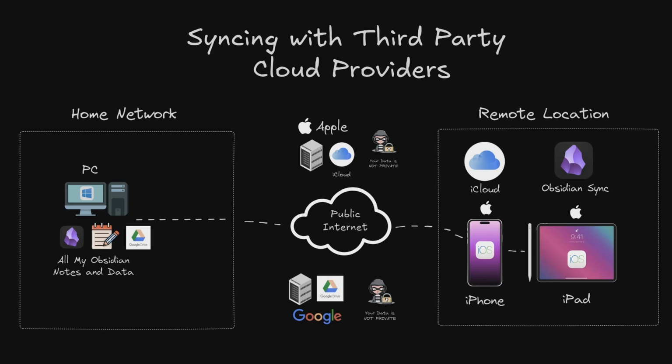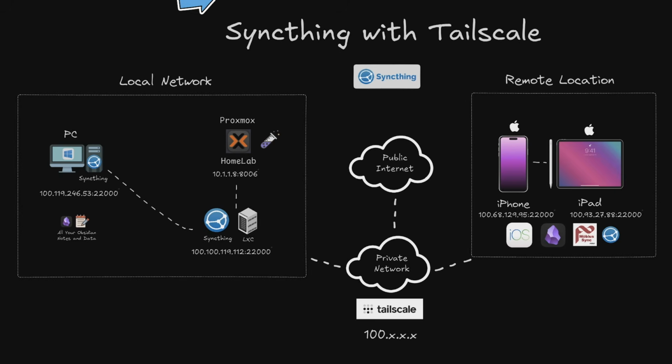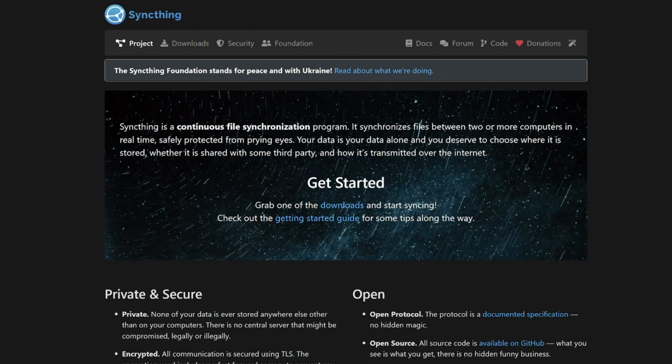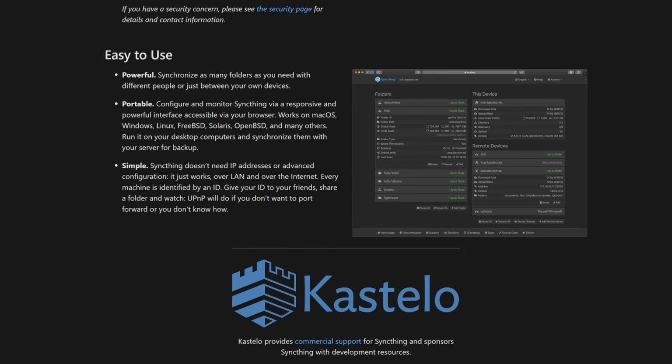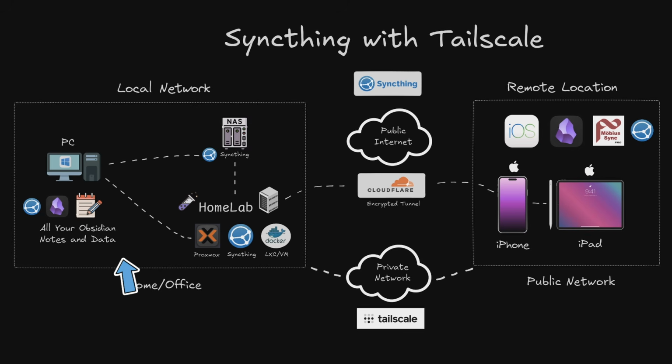So if third-party providers cost money and your data is not private, what other solutions can we use? Well, the solution that I've discovered is Syncthing with Tailscale. Syncthing can be self-hosted on a home lab or a PC. Then you can broadcast your files out to your iOS devices and simply use a syncing app to sync those files across to those devices. And you can do this through a private mesh VPN, which is called Tailscale.